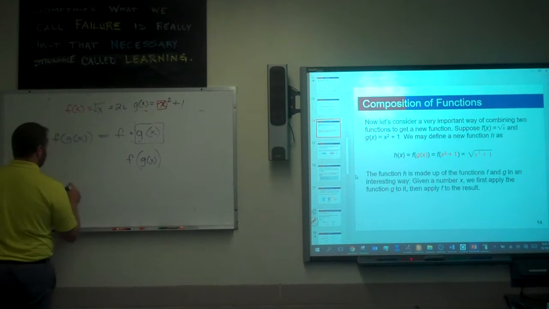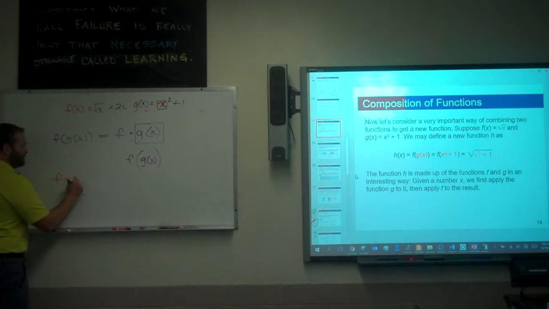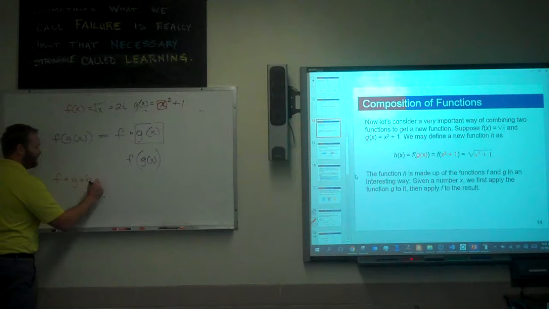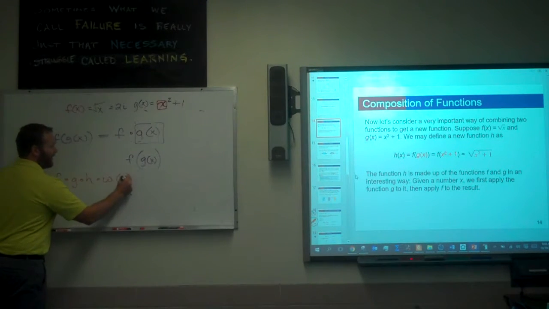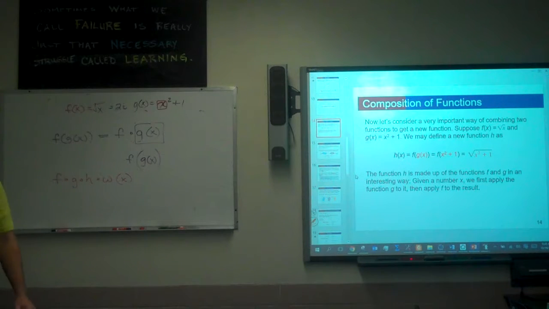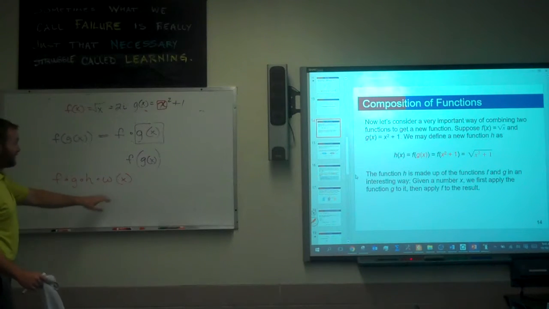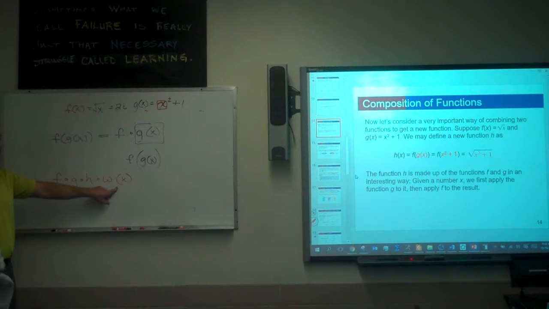I can ask you what f composed of g, composed of h, composed of w of x looks like. We're going to have 4 functions, and we're going to take this x value, run it through w, get an output. Take that output, run it through h, get an output. Take that output, run it through g, get an output. Take that output, run it through f. Does that kind of make sense? You can do this as many times as you want. You can compose as many functions as you need.